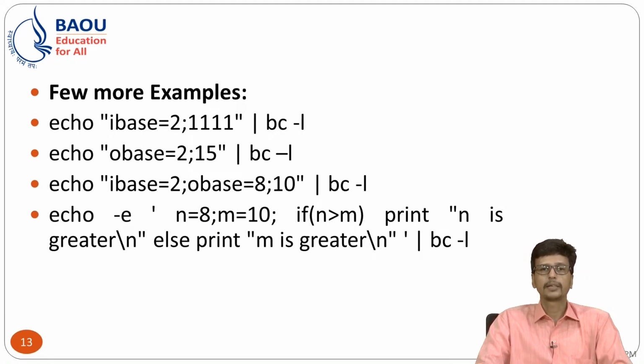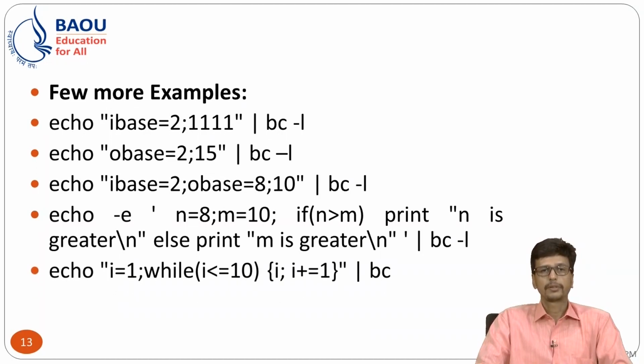Now if n greater than m, the value will be taken from here, n equal to 8 and m equal to 10, it will check here, and then after the print option, or you can also use the echo option. Print option also works in some of the shells, bash shell or C shell. In some of the shells it may not work, right? So print n is greater, \n, that is for new line, and else print m is greater.